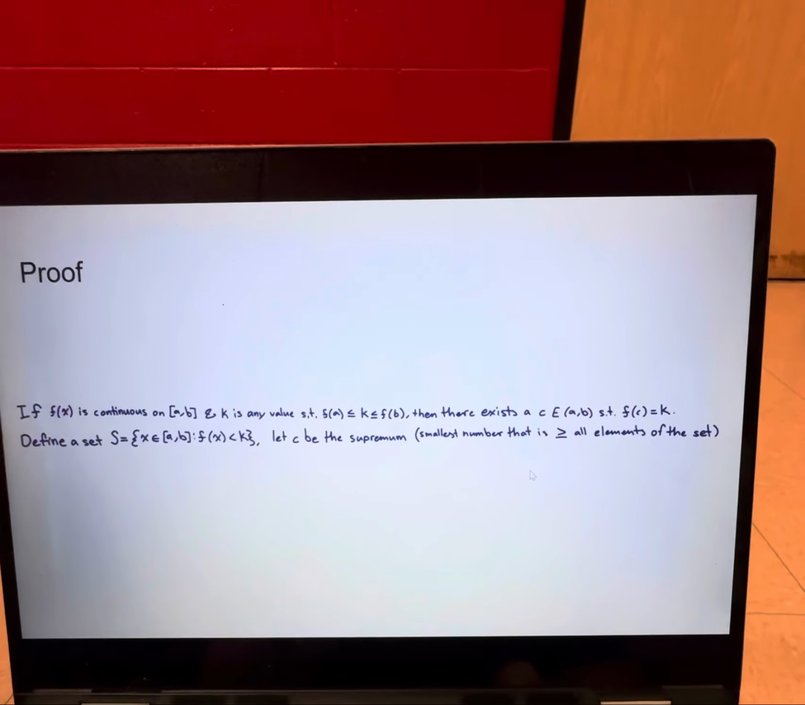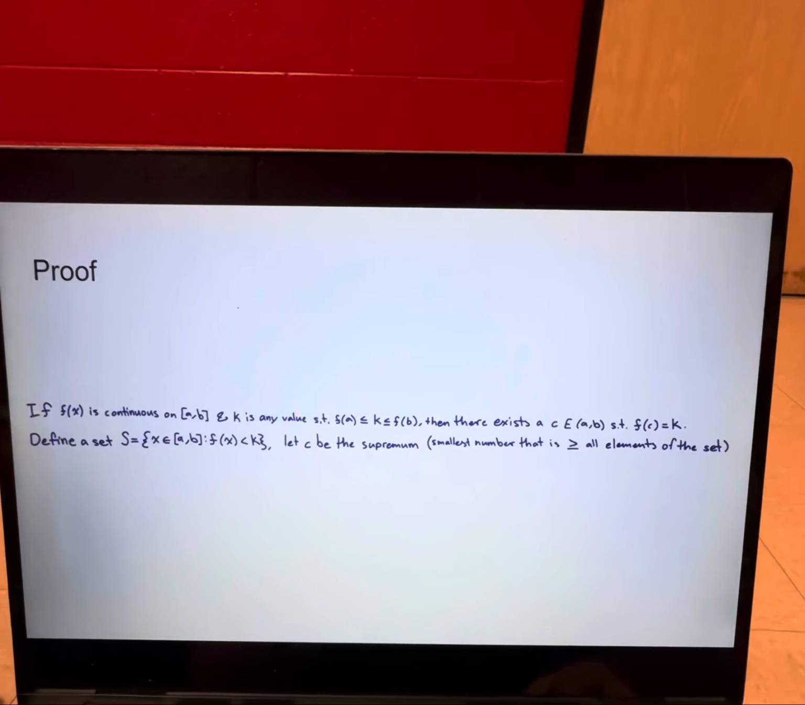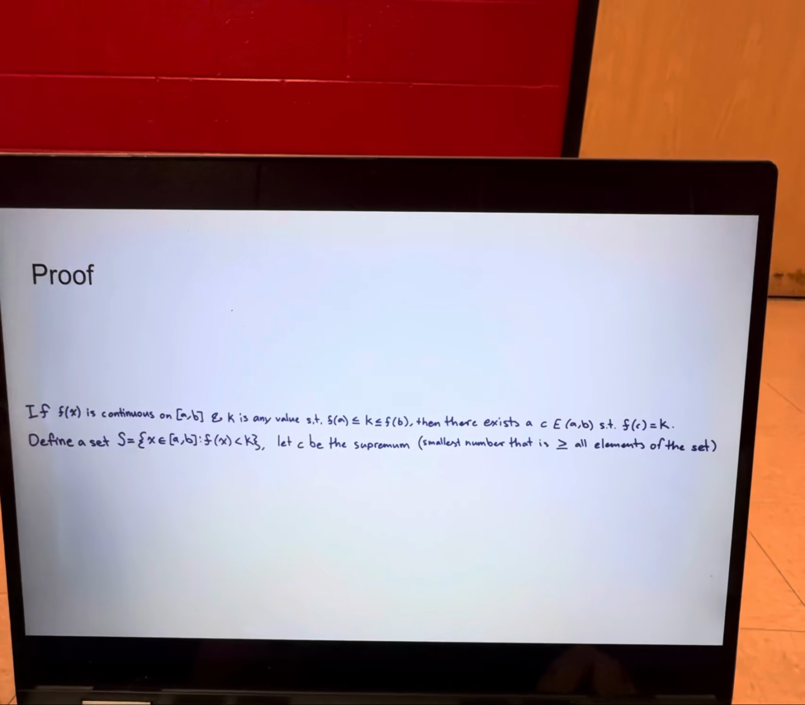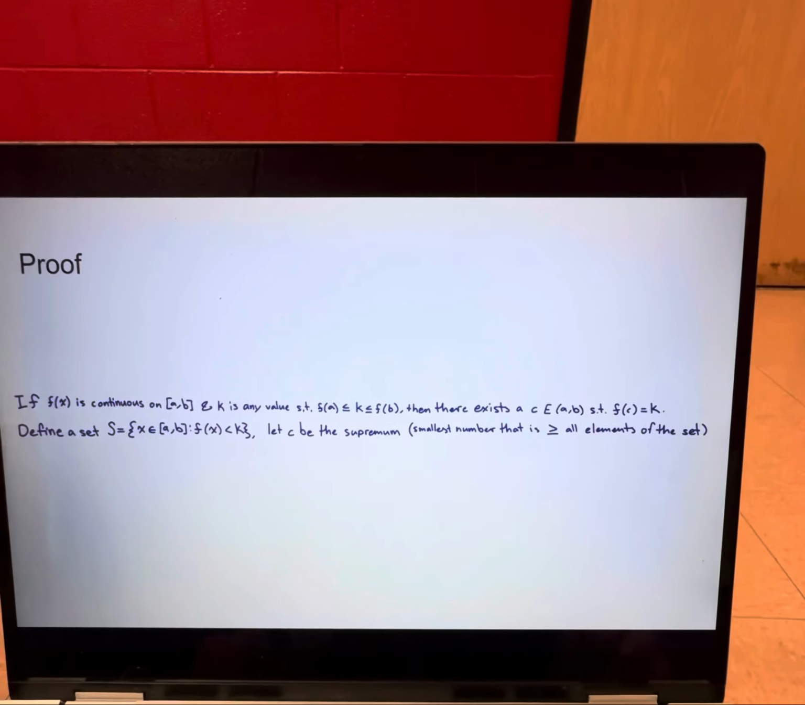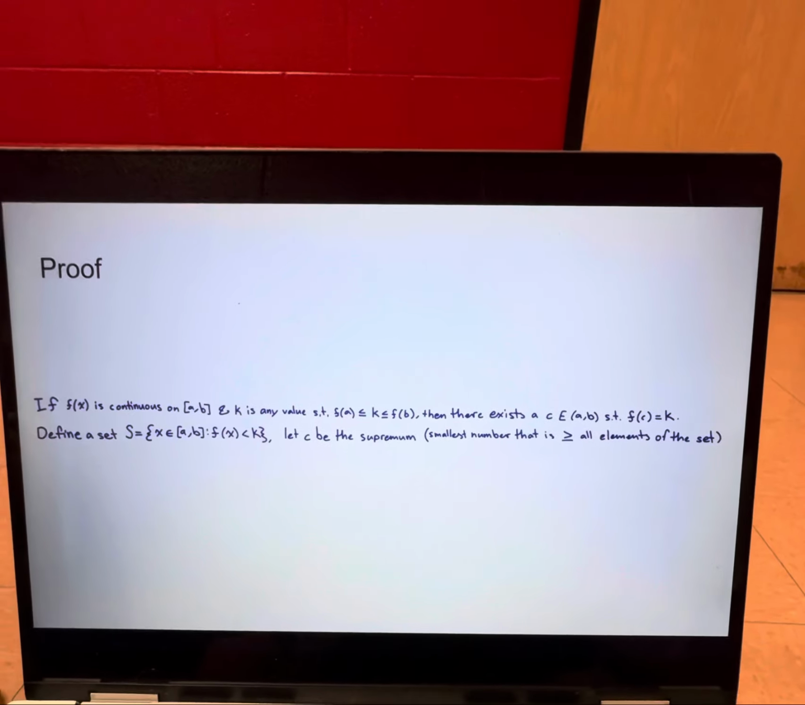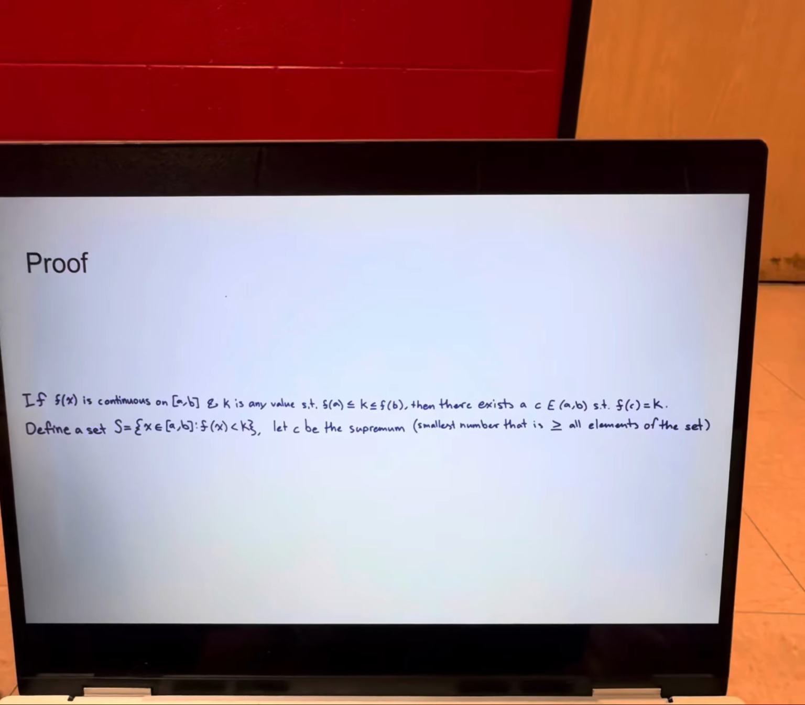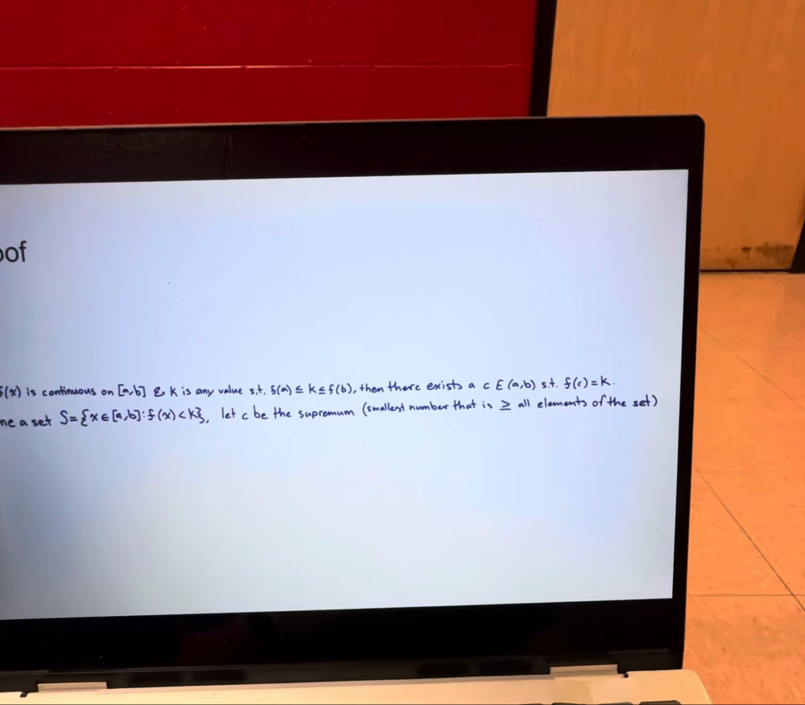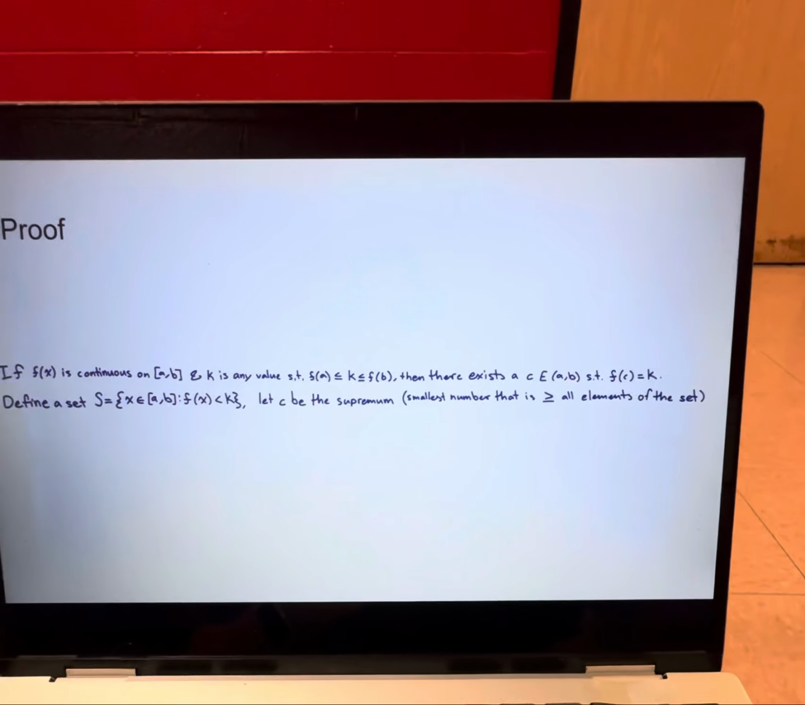Okay, so we will be proving this. If f of x is continuous on the interval a to b inclusive, and k is any value such that f of a is less than or equal to k, which is less than or equal to f of b, then there exists a c in the interval a comma b such that f of c equals k.